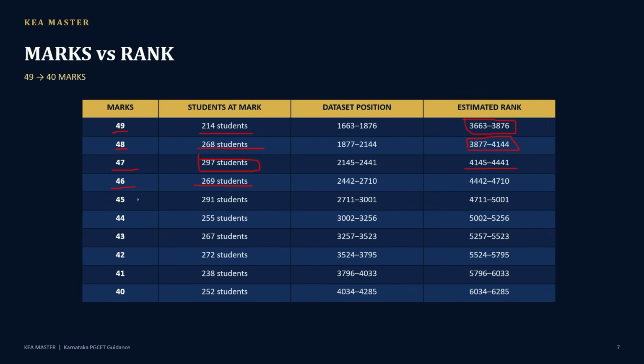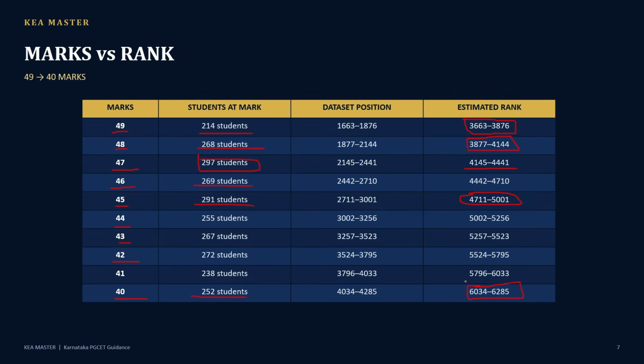And at 45 marks, we have 291 students, giving approximately 4711 to 5001. Then we have 44, 43 and 42 marks, where again we see more than 250 students at each mark. And finally at 40 marks, 252 students are there, giving an estimated range of 6034 to 6285. So you can see how quickly the estimated rank moves as the marks decrease.